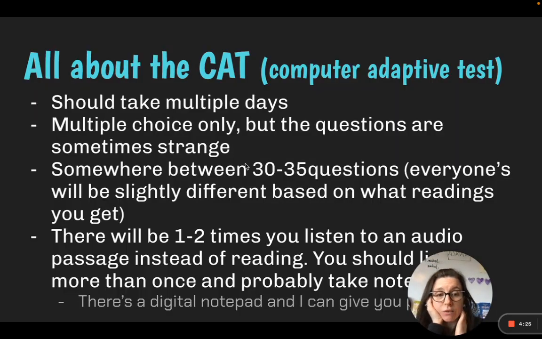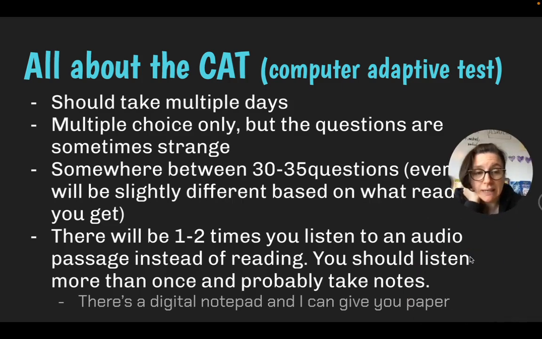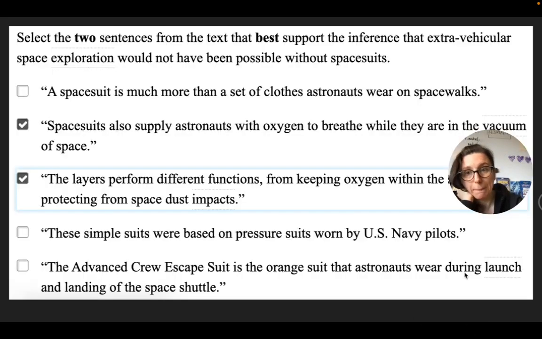The CAT, which was the first part of the test, it's going to take you multiple days. So the language arts test is the longest state test. And the reason it's the longest is because it involves a lot of reading, and reading takes time. It's all multiple choice, but some of the questions are strange, and I'm going to show you examples of them next. There'll be about 30 questions on everyone's test. Someone might get more, someone might get less. And there'll be one or two times where you listen to an audio passage instead of reading it. There's a digital notepad, and I'll give you paper. You're allowed to take notes when you're doing things.